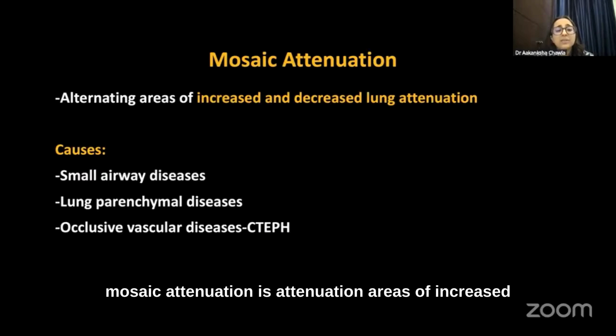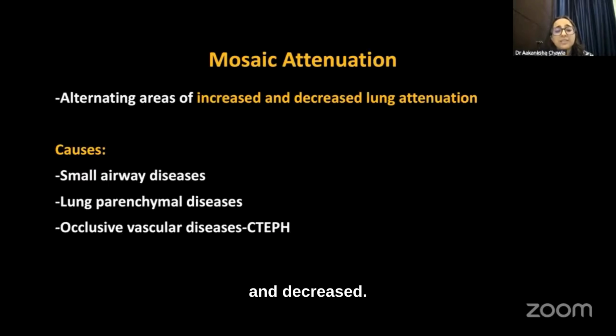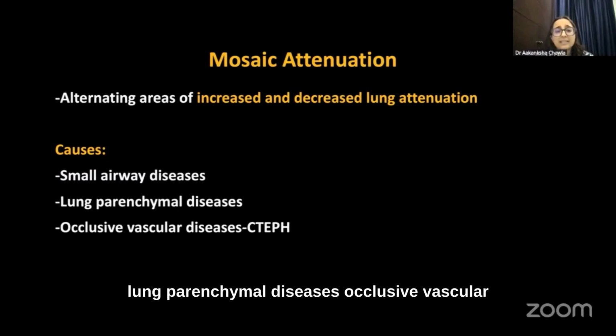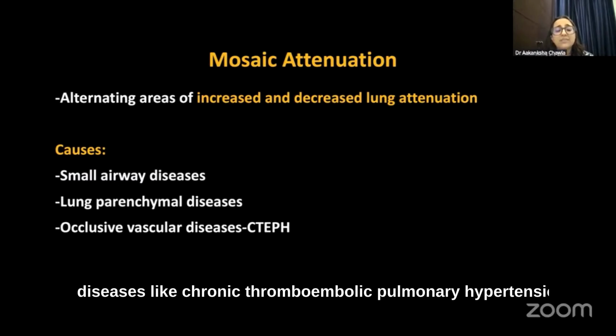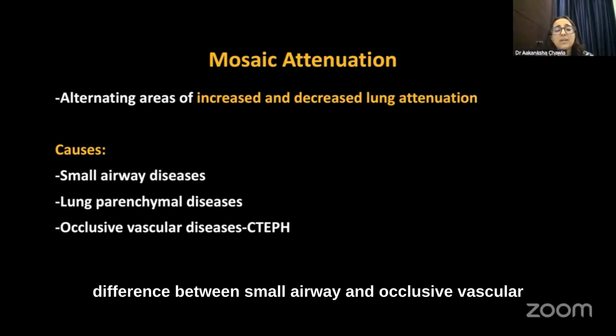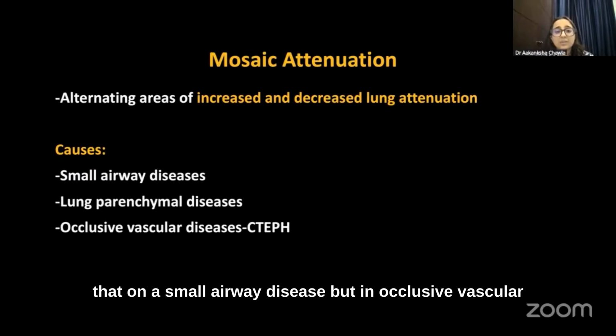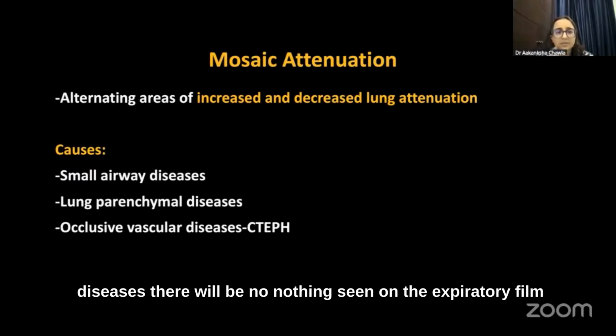So mosaic attenuation is areas of increased and decreased lung attenuation, and it is seen in small airway diseases, lung parenchymal diseases, and occlusive vascular diseases like chronic thromboembolic pulmonary hypertension. Difference between small airway and occlusive vascular diseases you do on the expiratory film. So you would see air trapping in a small airway disease, but in occlusive vascular disease, there will be nothing seen on the expiratory film.